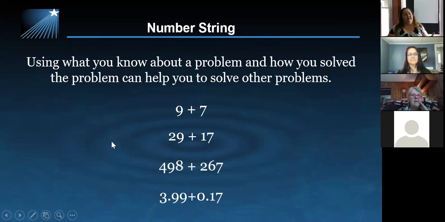So there's lots of different problems that you could use for number strings, but again, that is specifically teaching a strategy, versus a number talk, which is gathering a bunch of strategies and talking about the connections amongst those strategies. Any questions about number strings or number strings versus number talks?